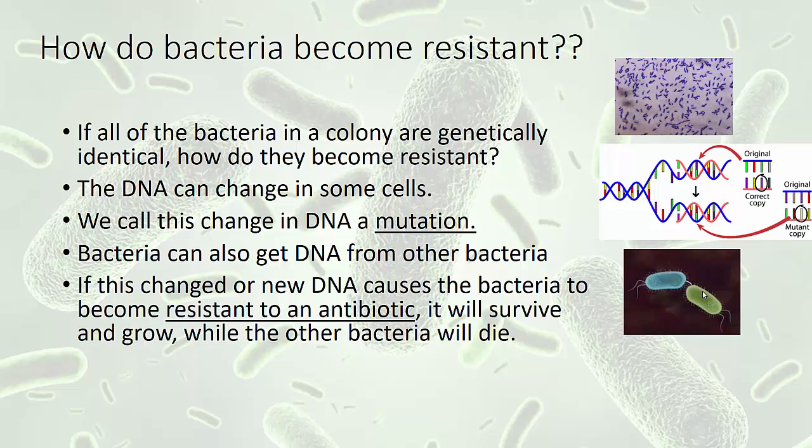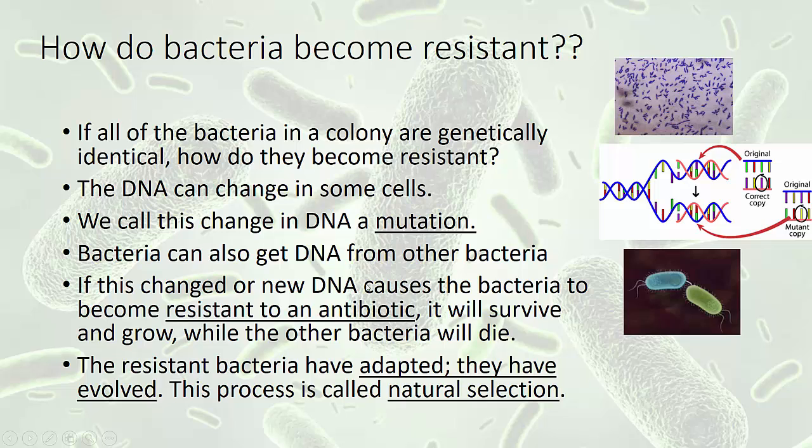Now, here's the point. If the changed or new DNA causes the bacteria to become resistant to an antibiotic, it will survive and grow while the other bacteria will die. And in this case, the resistant bacteria have adapted. They've changed or evolved over time, and this is the process of natural selection. So here's a bacterium that's become resistant to the antibiotic and is chasing after it. So again, a change caused by mutation can cause a bacterium to be resistant to an antibiotic, and that's the one that's going to survive. All the rest of them are going to die off.